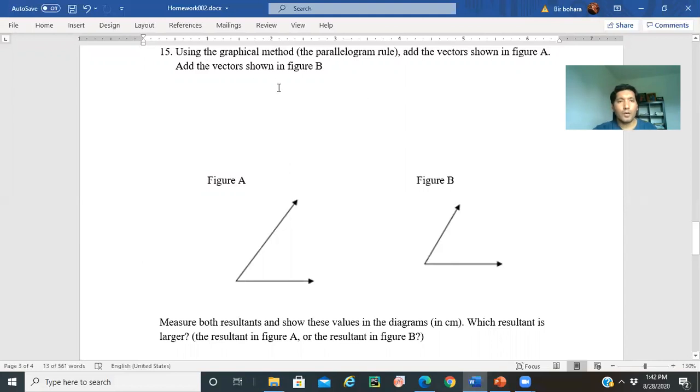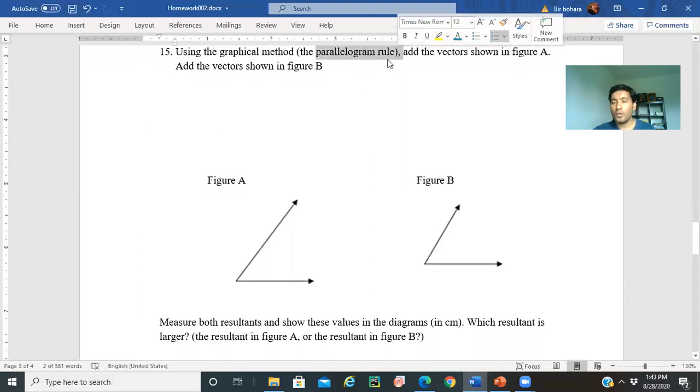So we can add vectors by using vector methods, that are the graphical methods that we call the triangle method and the parallelogram rule or parallelogram method. Look at here, parallelogram rule. So what is the parallelogram rule first?